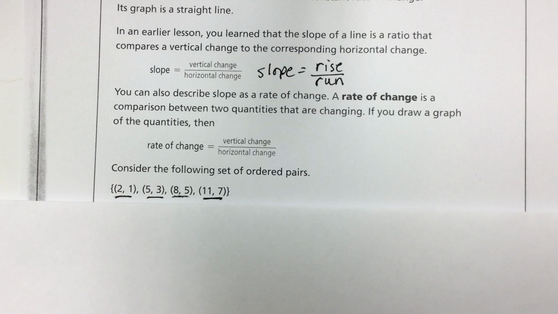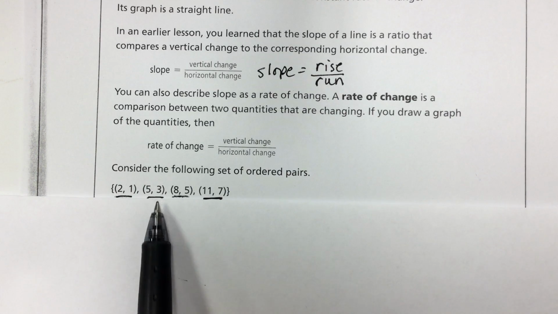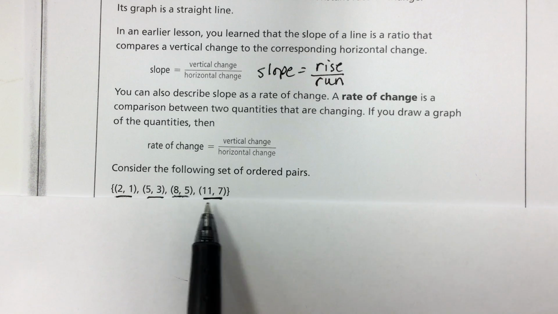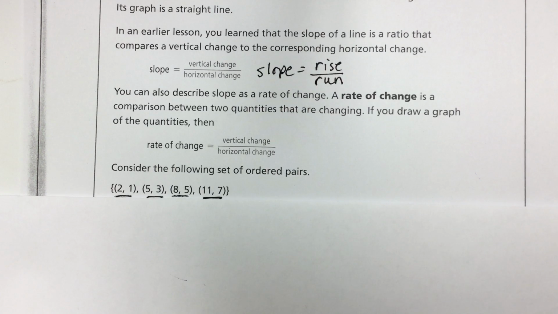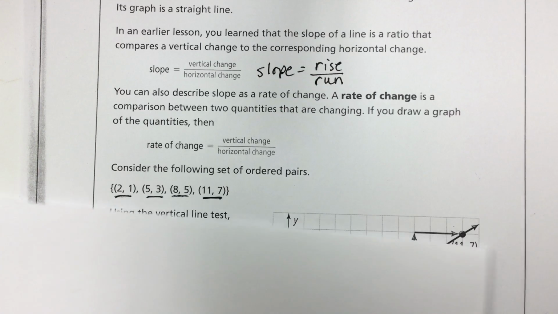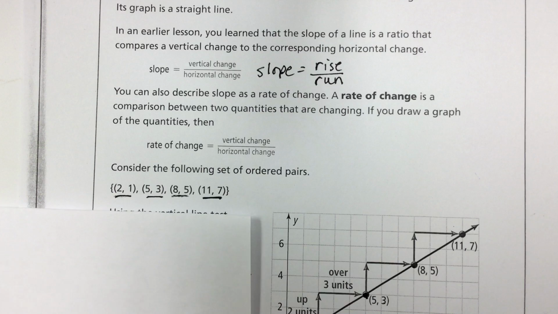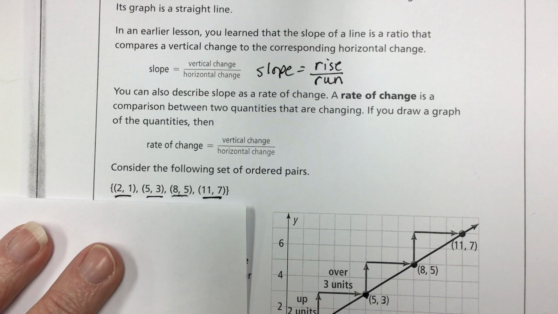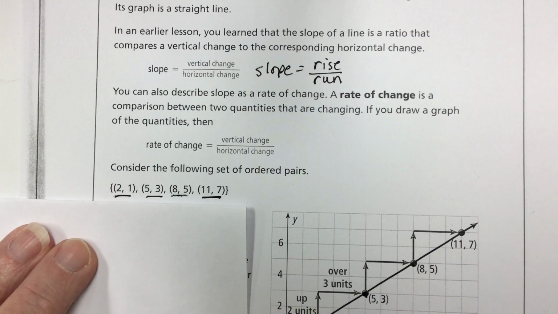Consider the set of ordered pairs. Here we have the points (2, 1), (5, 3), (8, 5), and (11, 7). We're going to graph these points and connect them. We're going to use the vertical line test to determine if this graph is a function. So, when we graph these points, let's look at what our graph looks like.